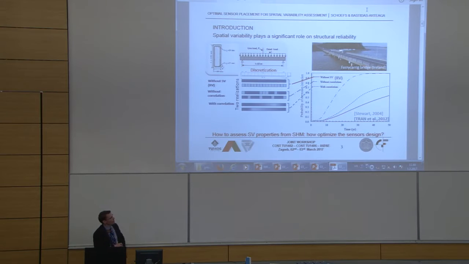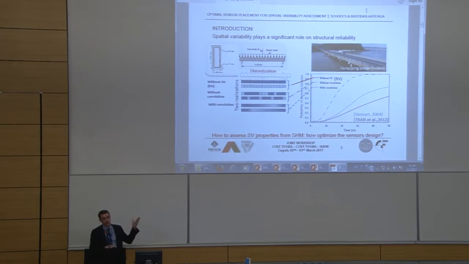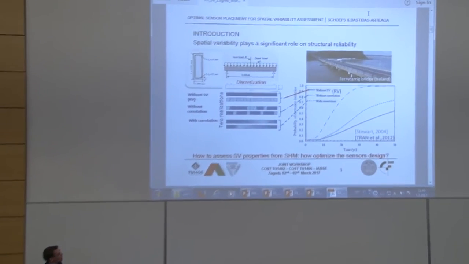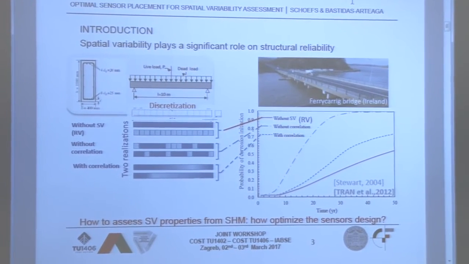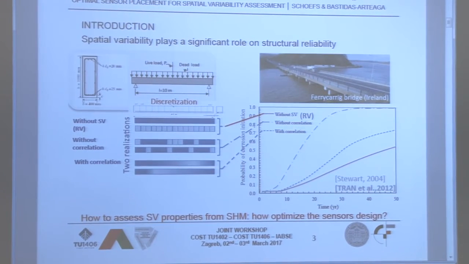So the information about the spatial variability will lie between, and the question will be how to assess this spatial variability from structural health monitoring, so how to optimize sensor placement to do that.